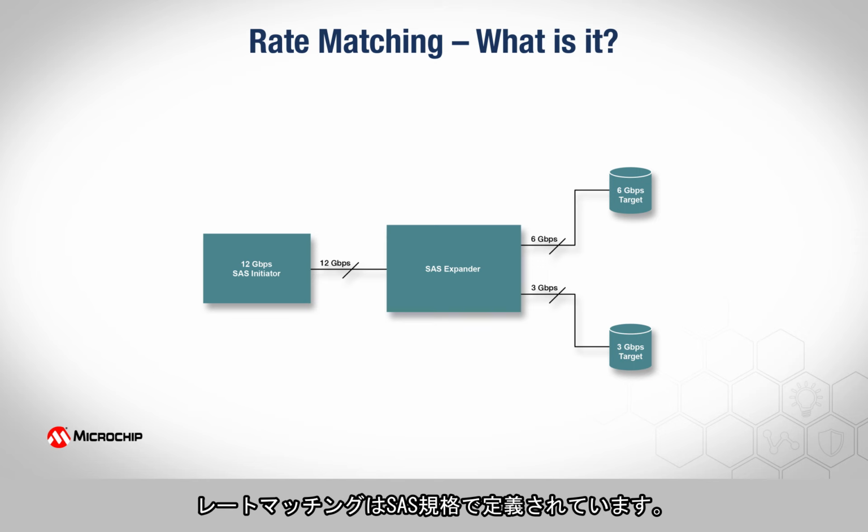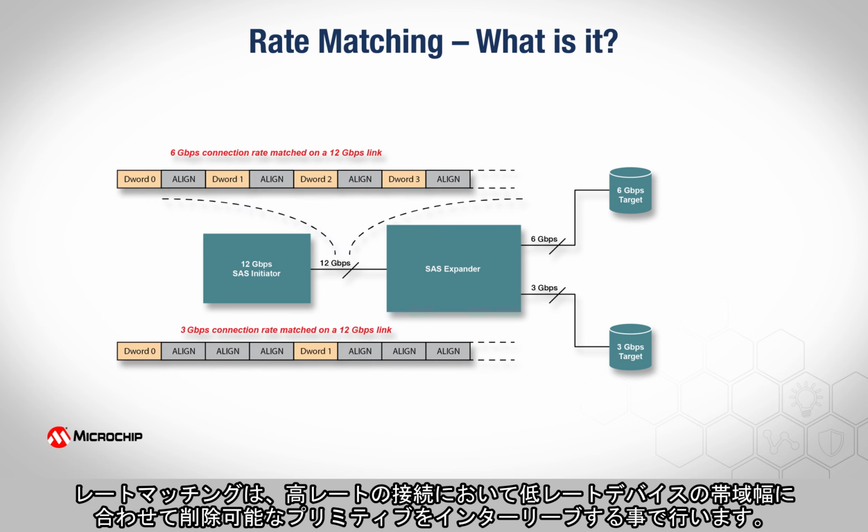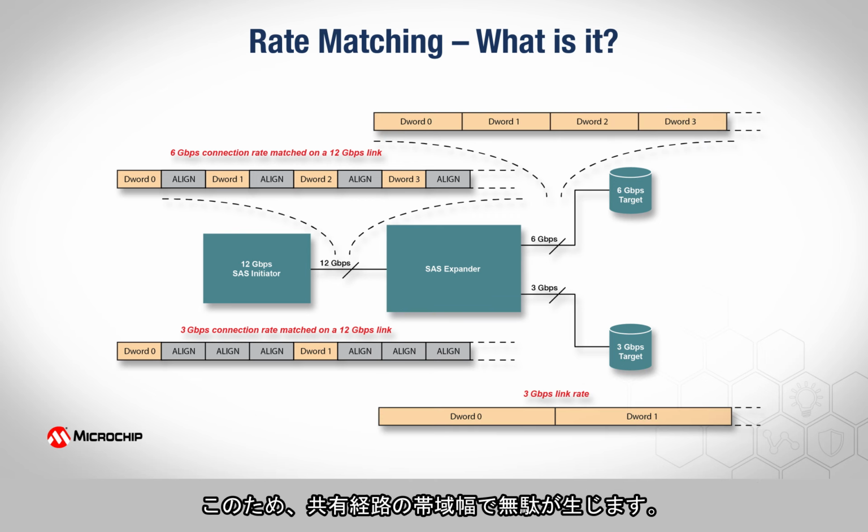Rate matching is defined in the SAS standard specification. Rate matching is performed by interleaving deletable primitives on a higher rate connection to match the bandwidth available at a lower rate device. This wastes a significant portion of the bandwidth provided by the shared pathway.